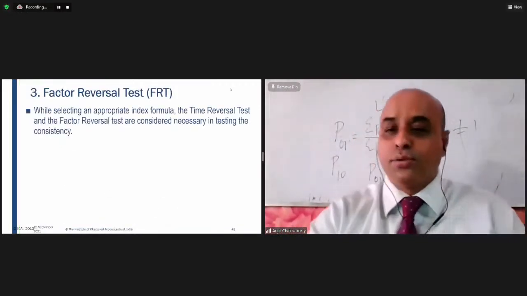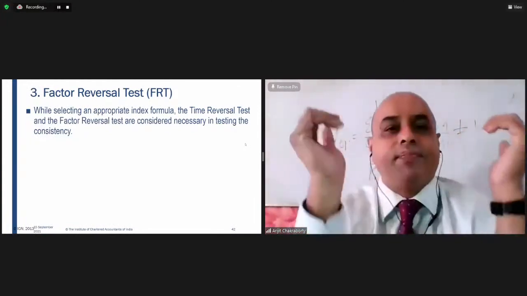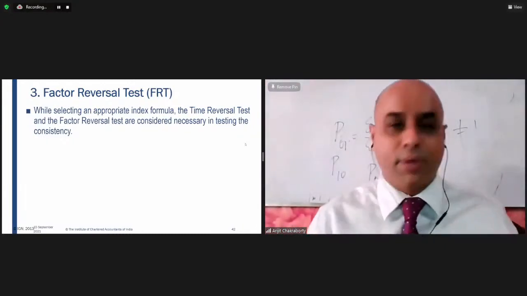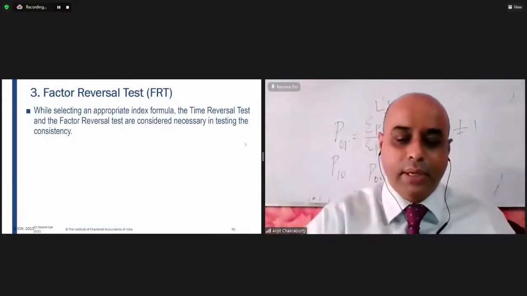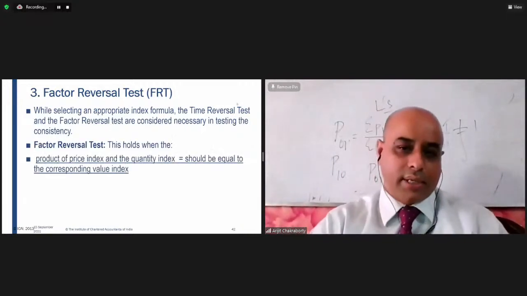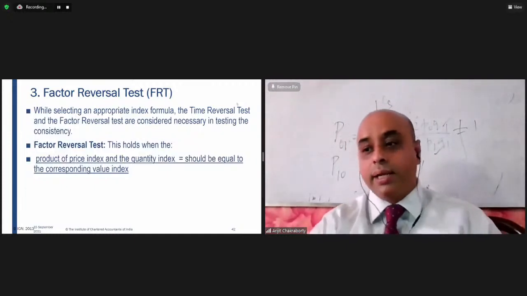Now, so much of theory is there because this chapter is very interesting, as well as a chapter with wide practical applications. But yes, a lot of concepts are there. Factor reversal test means the product of the price index and the quantity index should give you the value index. As simple as that. Now, what is value index?